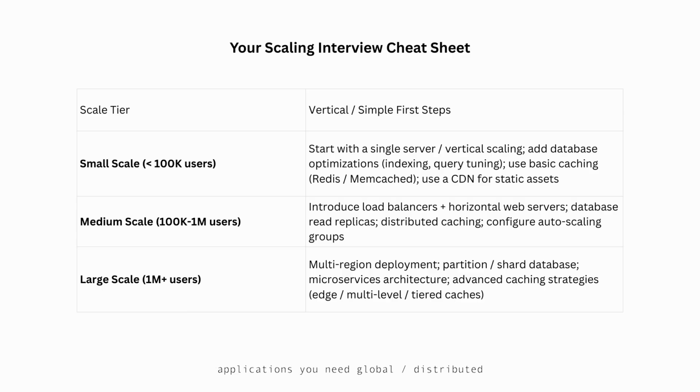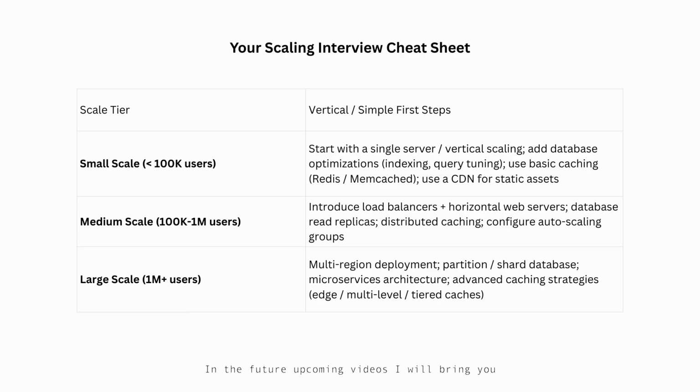And for large-scale applications, you need a global, distributed design and a multi-region deployment with sharding or partitioning databases, microservices, and advanced caching strategies like edge caches, multi-level caches, and tiered cache layers to reduce latency and avoid bottlenecks. This is how you scale from a very small scale to a large scale.